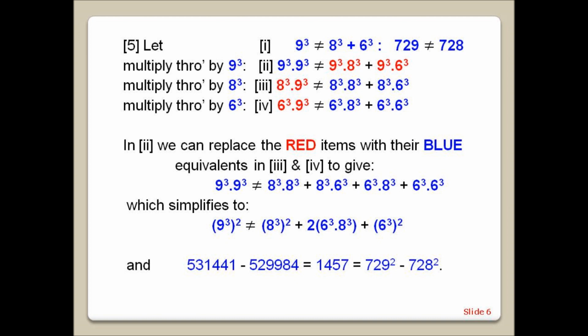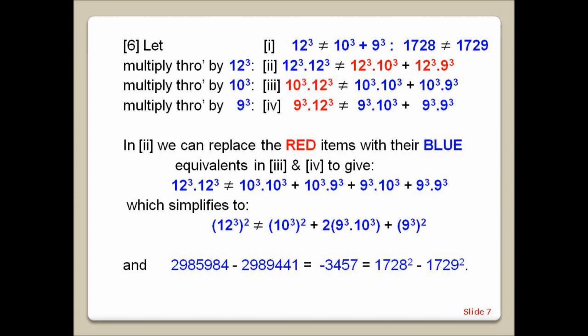In 5 we treat the cubic quadruple 9 cubed equals 8 cubed plus 6 cubed plus 1 cubed the same as the Pythagorean triple in 4, by omitting the 1 to form a triple, but then the two sides of the equality are no longer equal. We find numerically that the inequality is given by 729 squared minus 728 squared.